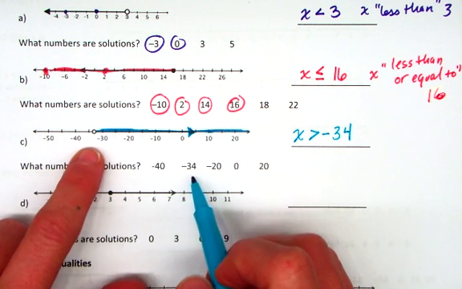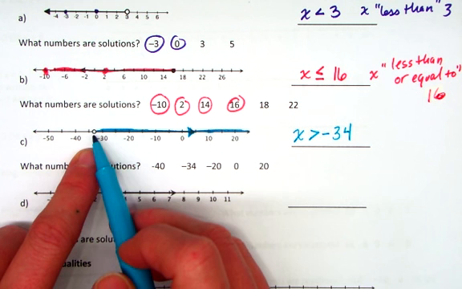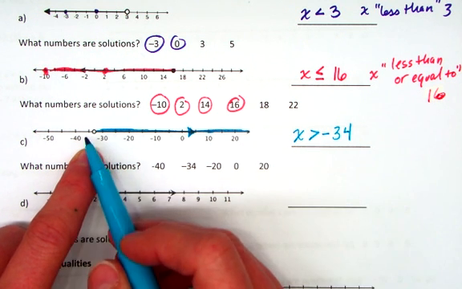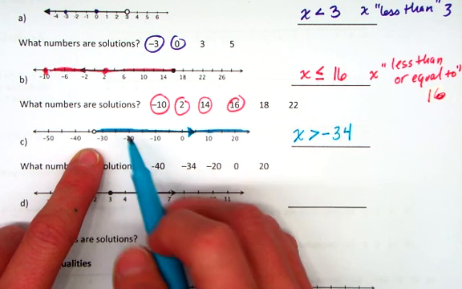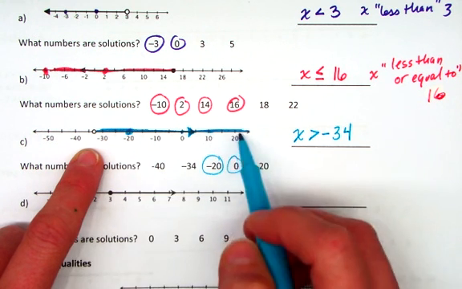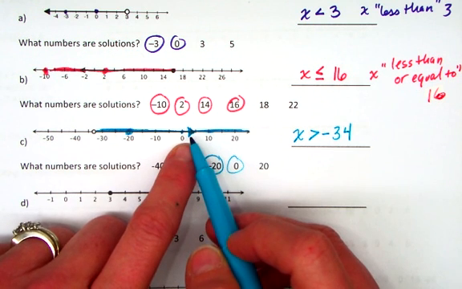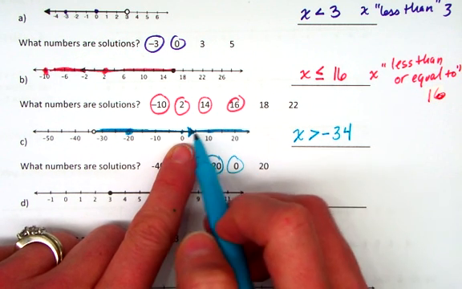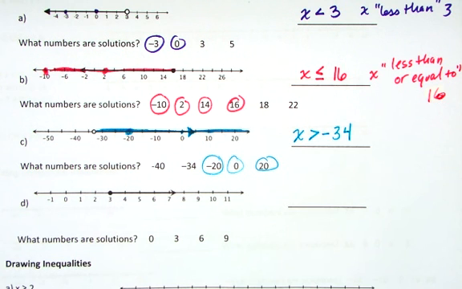Then I come to -34. Now -34 is an open circle, right? So x is greater than that, but it can't be equal to -34. We come to -20. That is a solution. 20: yes, 20 was not in the solution that was drawn in this diagram, but because of that arrow, it is part of the solution.